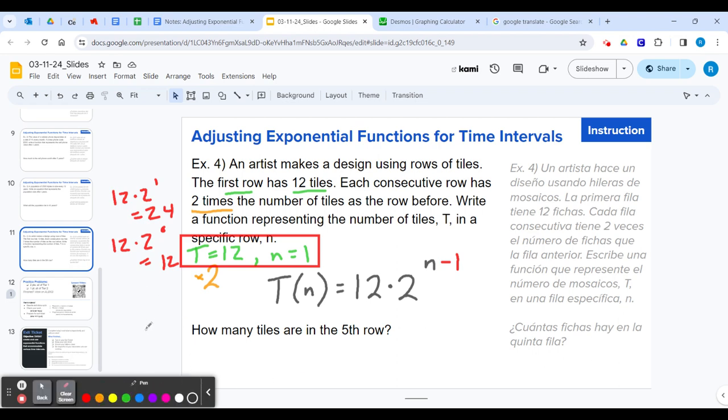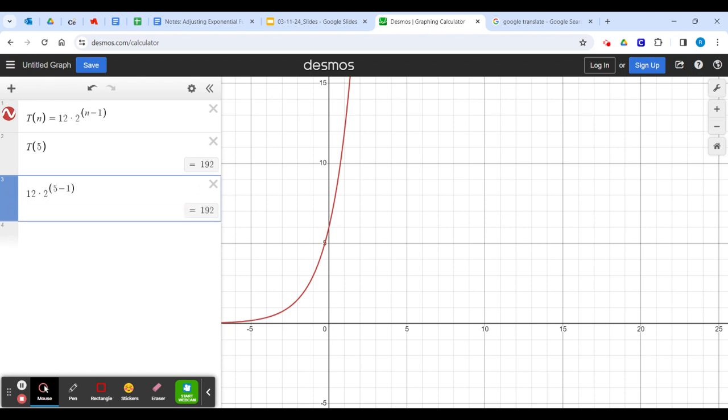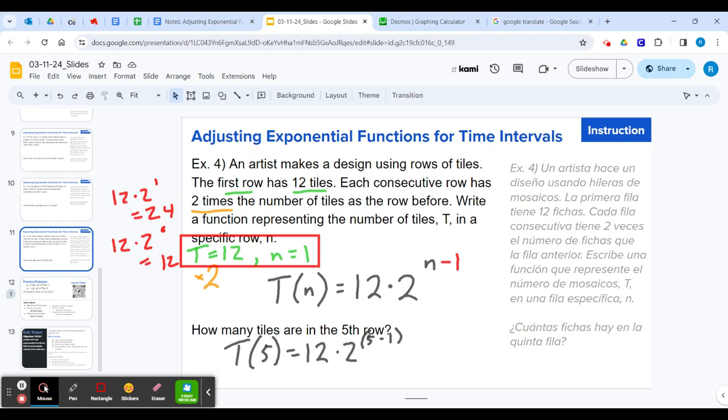So with this then, if we wanted to calculate how many tiles were in the 5th row, we go t of 5 equals 12 times 2, and we plug in 5 minus 1. I'm going to throw that in parentheses. If you have this graphed, you could just go in and type in t of 5 if you wanted, and get an answer. I'm going to throw it in and actually evaluate it just in case. 5 minus 1 up top. And it looks like I got the same thing for both, which makes sense. I have 192 tiles in that 5th row.